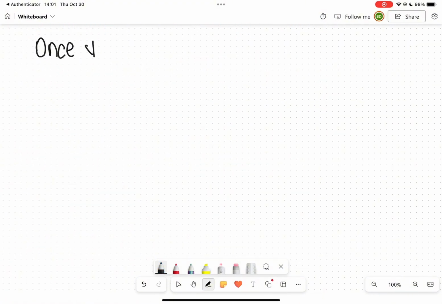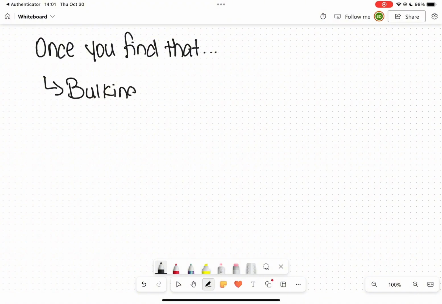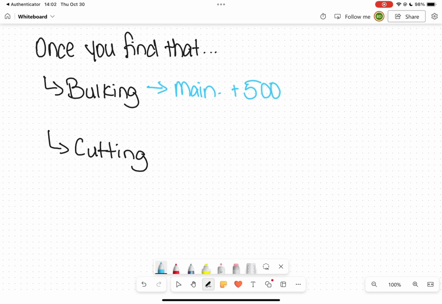Once we find our maintenance caloric intake, we're going to be able to manipulate that number according to whether we want to bulk or cut. Let's start with our bulking caloric intake. Typically, for a classic bulk or a classic cut, we take our maintenance calories and increase that by about 500 calories for the day. So let's write that down: maintenance plus 500 calories for the day.